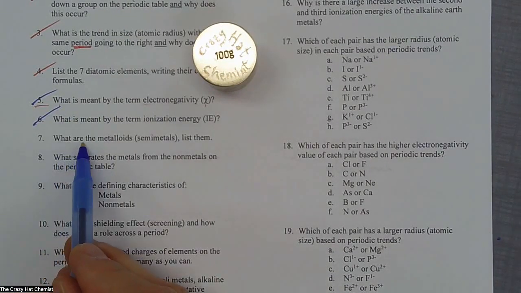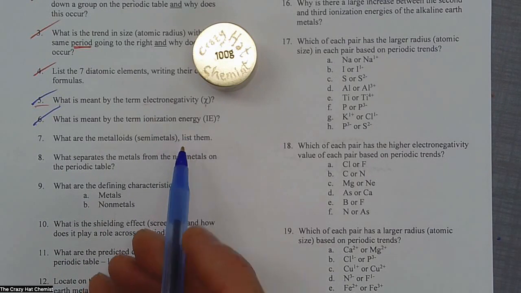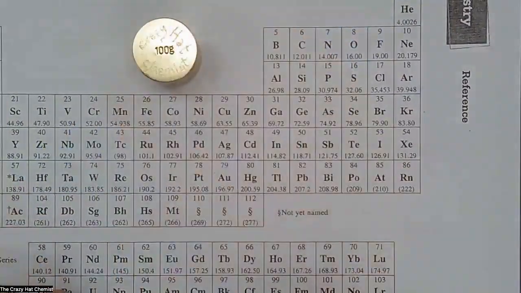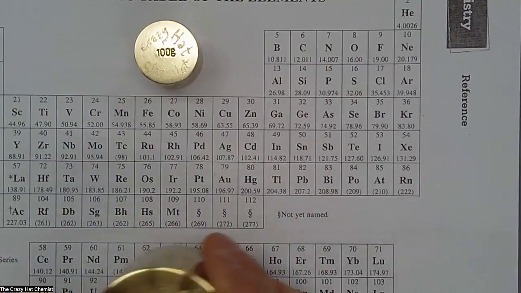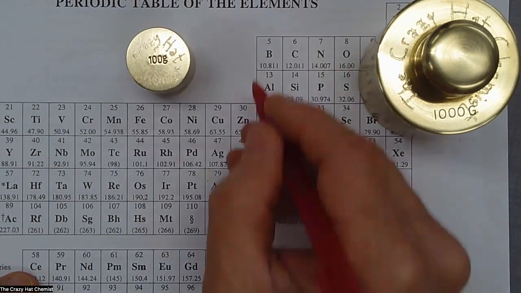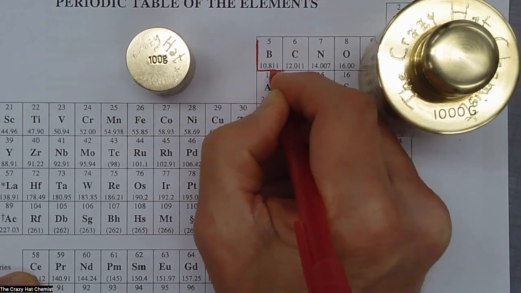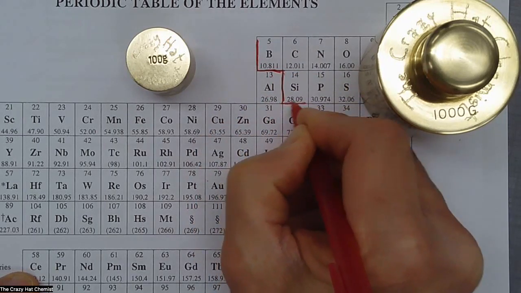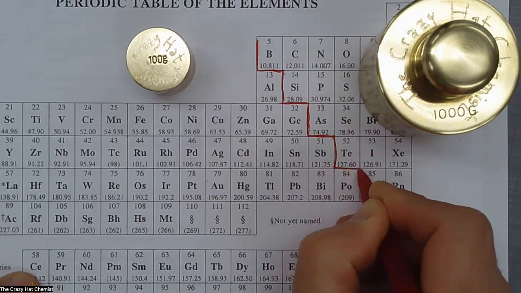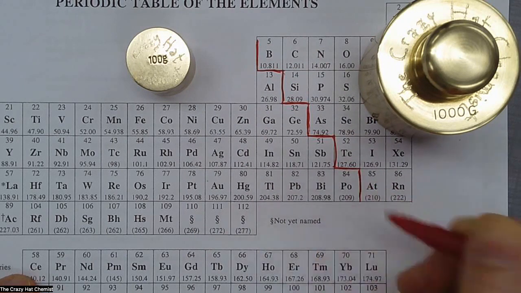All right, number 7 is what are the metalloids or semimetals, and list them that are on the periodic table. Okay, so we're going to grab ourselves another periodic table here so that we can get to the metalloids or the semimetals. Most periodic tables that you find online or in your textbook will have this orange, and I have it in red, staircase line, like this, okay?